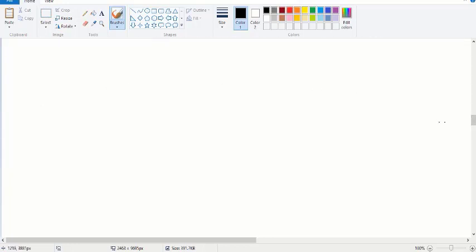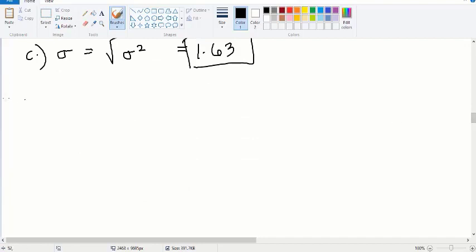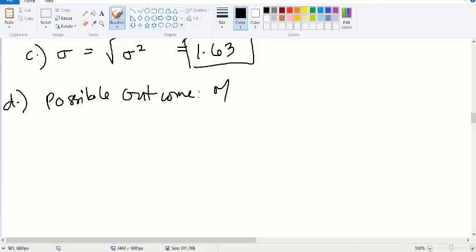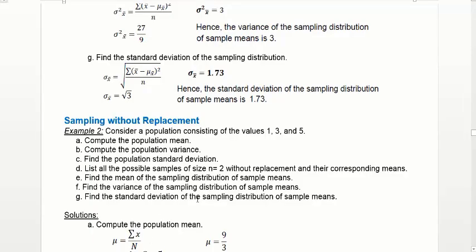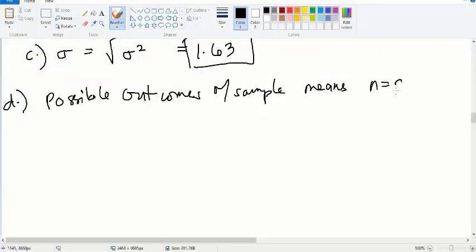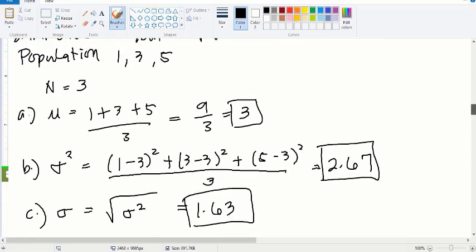Remember, guys, ang possible outcomes, okay? Outcomes with sample means na rin, no? Ilan ba ang sample size? 2. Okay, the same as earlier. So, ang n natin is equals to 2. But without replacement. So, kung without replacement, ano nga yung population natin? 1, 3, at saka 5. Okay, tama ba? 1, 3, at saka 5.